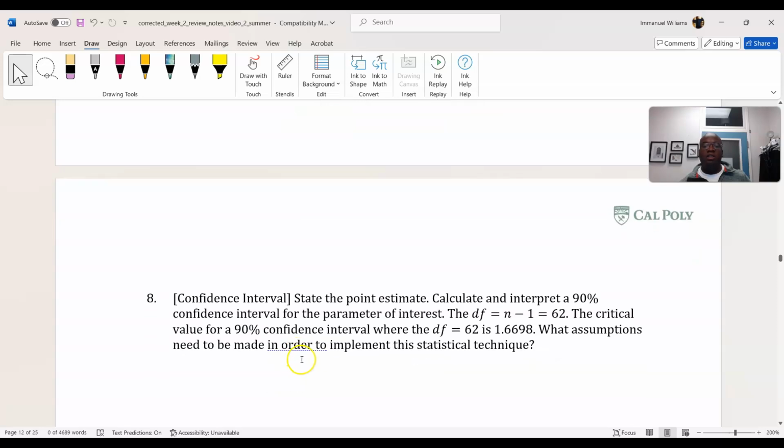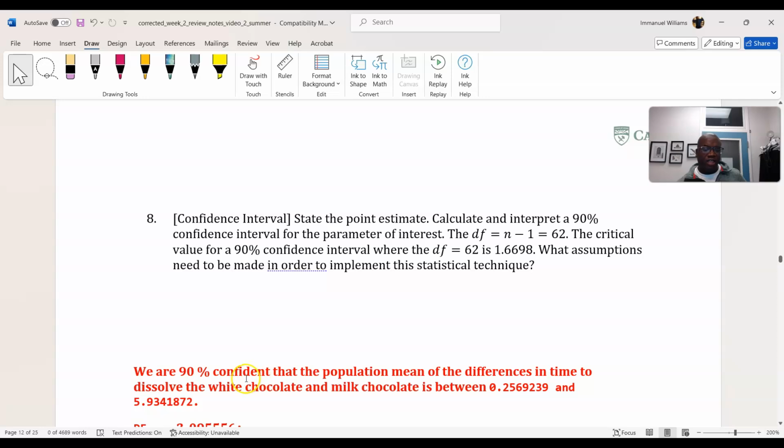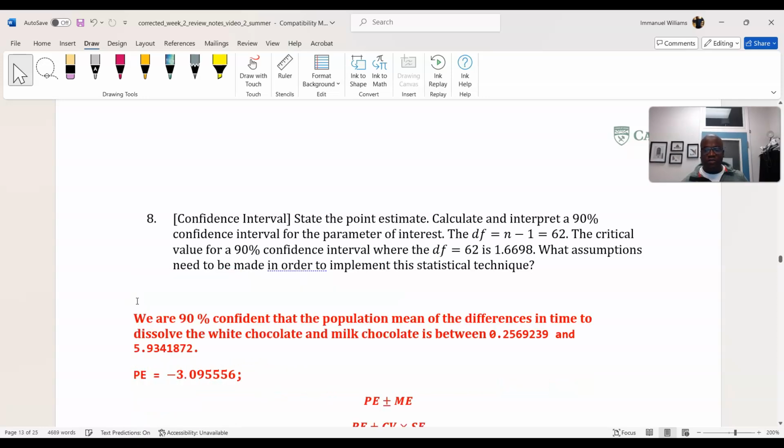All right, so here, calculating the confidence interval, I jumped a little bit. I provided the answer. We are 90% confident the population mean of differences in time to dissolve white chocolate and milk chocolate is between 0.25 and 5.93. Okay, so our point estimate is negative 3.09. And how do we get these two values?